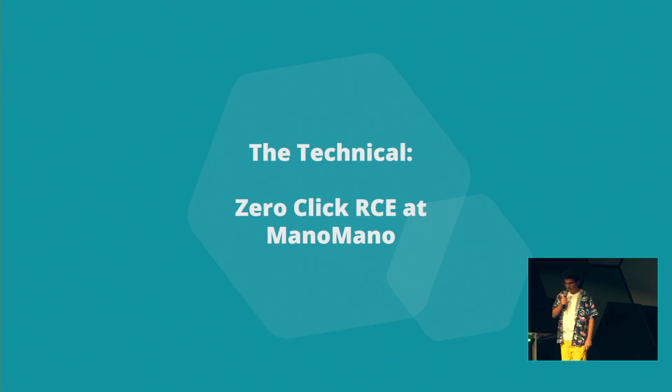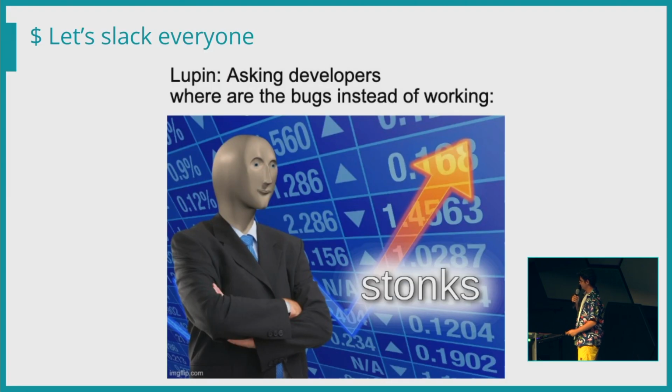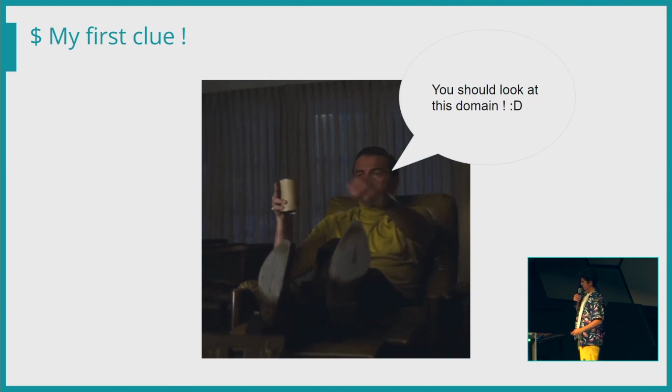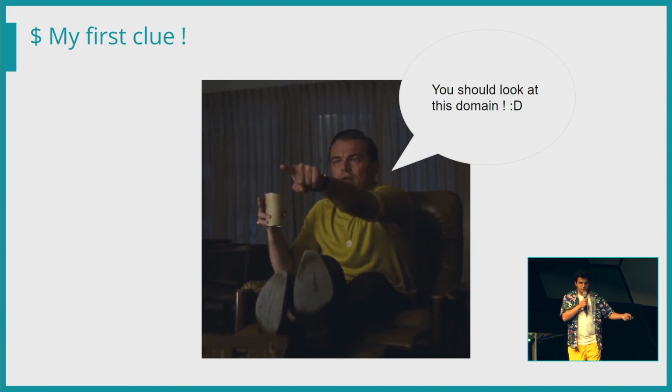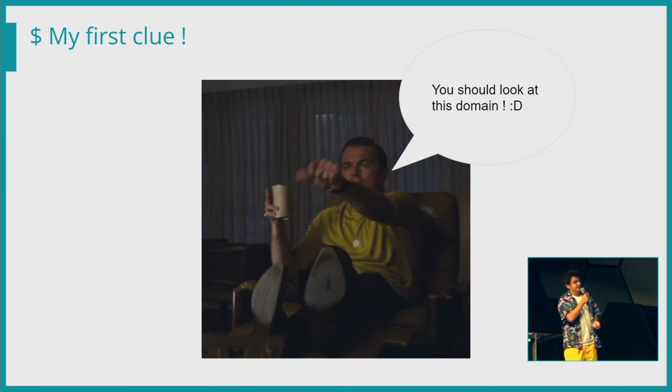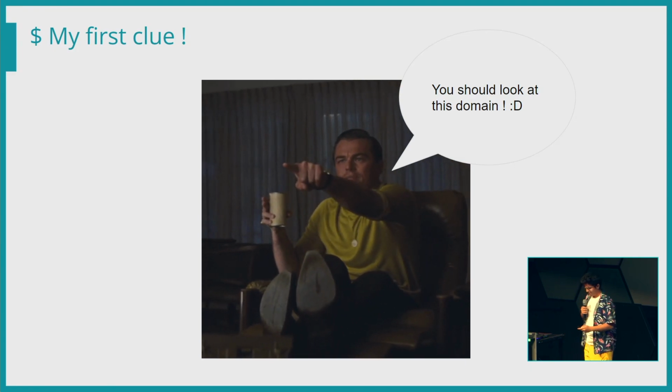And this one is one of my favorites that I found in the last 3 years. That wasn't bug bounties. That wasn't my job at Mano Mano, where I found a zero-click remote code execution. So to tell the story, I sent a Slack message to the whole company, to all the developers, asking, hey, can you help me find a vulnerability? It's not important what I was seeking, but it was something in JavaScript files, right? And so one of the developers told me, hey, you should look at that domain. I don't know if there is the vulnerability that you are looking for, but it seems strange to me.